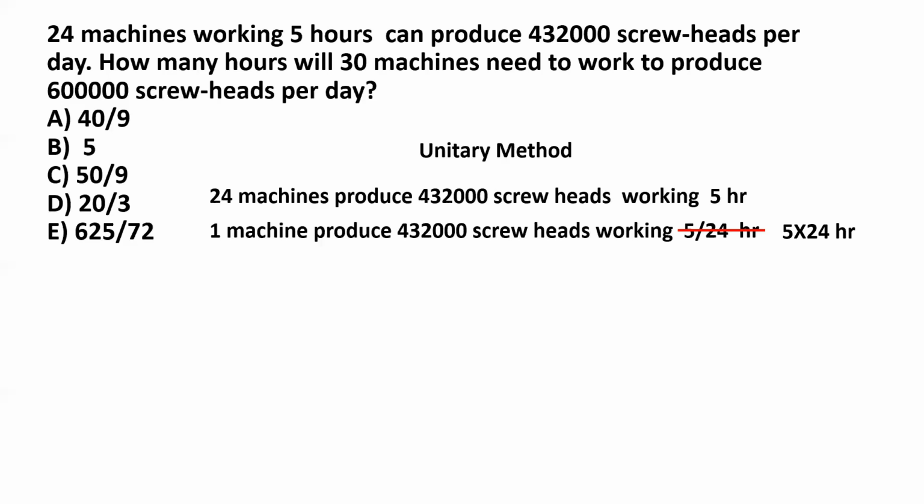And this is kind of analogous to considering the relationship which we did in the previous method, right? The relationship between number of machines in this case and a number of hours, which is actually inverse, because if number of machines decreases, the number of hours will increase to produce the same number of screw heads.